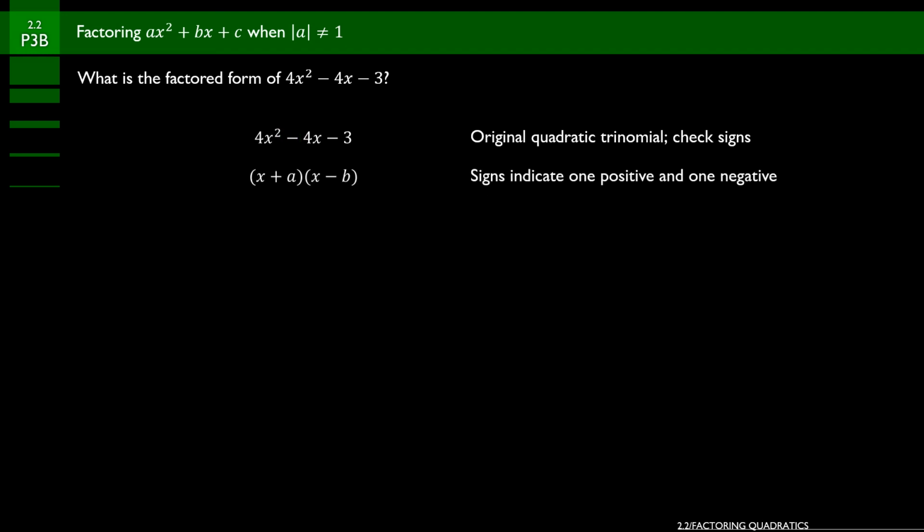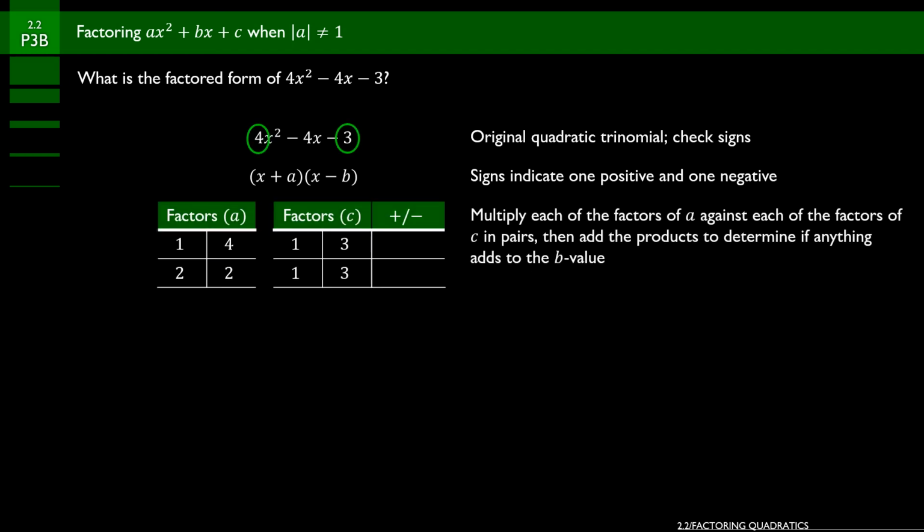So we now need to look at the factors of a, and a is 4, so we get 1 and 4 and 2 and 2. Then we do the factors of 3, which is 1 and 3. And so we're then going to start multiplying our factors together to see if we can get a difference of negative 4. So 1 times 1 is 1, 4 times 3 is 12. Subtract those and you get 11. 1 times 3 is 3, 4 times 1 is 4. You subtract those and you get 1.